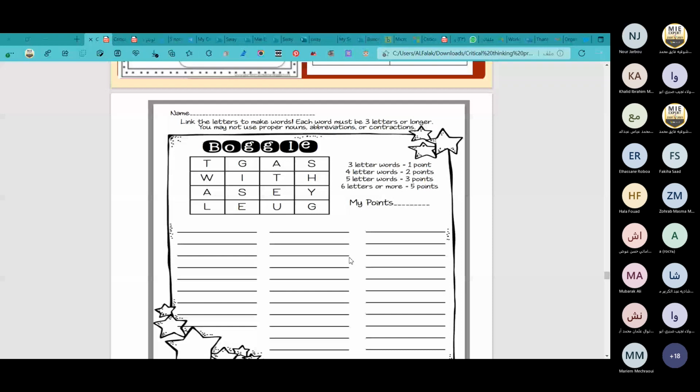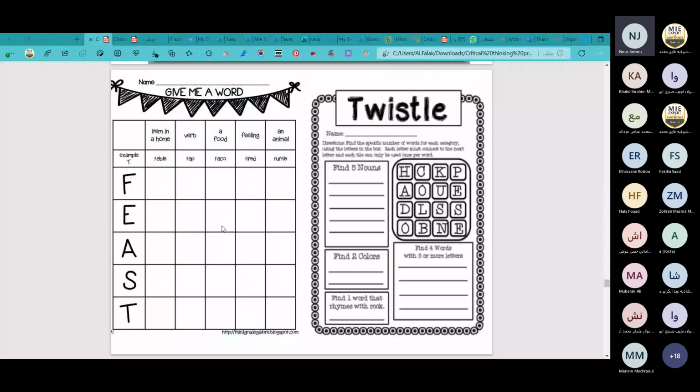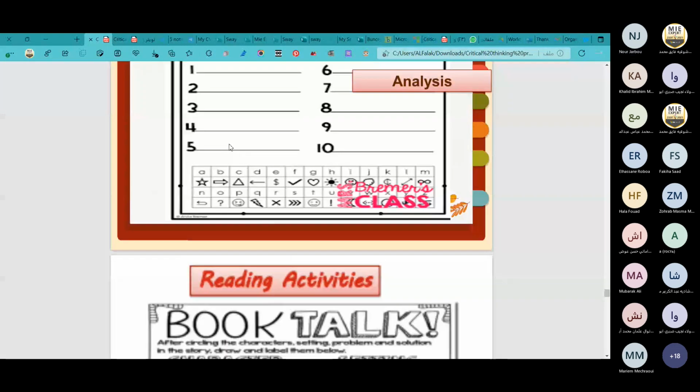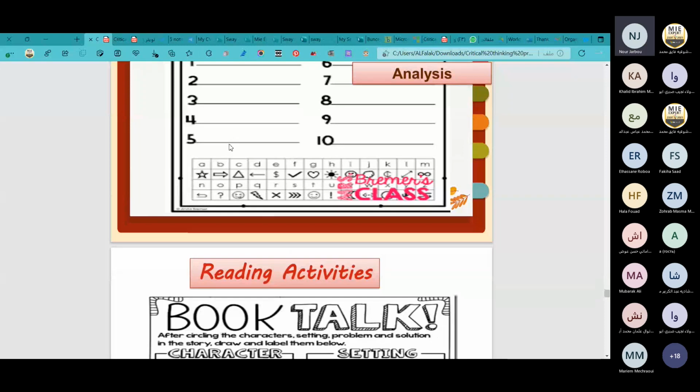The next ones. Then I have brought for you some reading activities. They can make a book talk. Students can write about the character, setting, problem and solution. We have also role and retell. Guided reading spinner. KWL, question answer relationship.